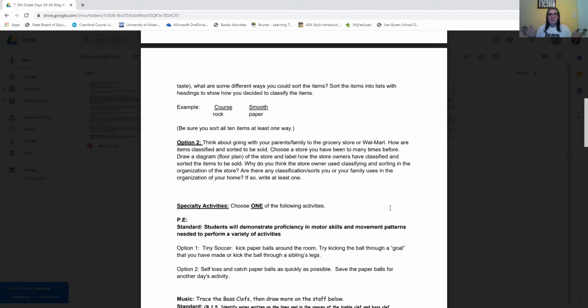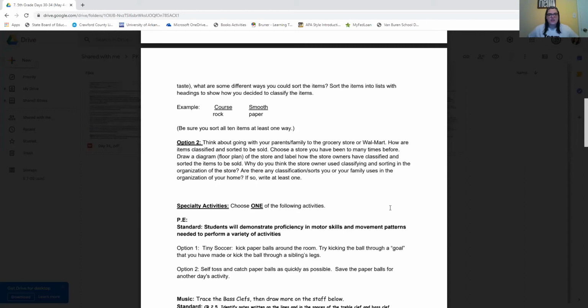So if you go into Walmart, one of the first areas is the produce section where they sell all the fruits and vegetables. And then usually behind that on the next aisle is the frozen section. And then usually you have another aisle of the frozen section. And just think about how it goes. How did they sort everything and where did they put everything in the store? Draw a diagram of the store and label where they sell certain things in the store. And it doesn't have to be a grocery store. It could be any kind of store. Label how the store owners have classified and stored the items to be sold.